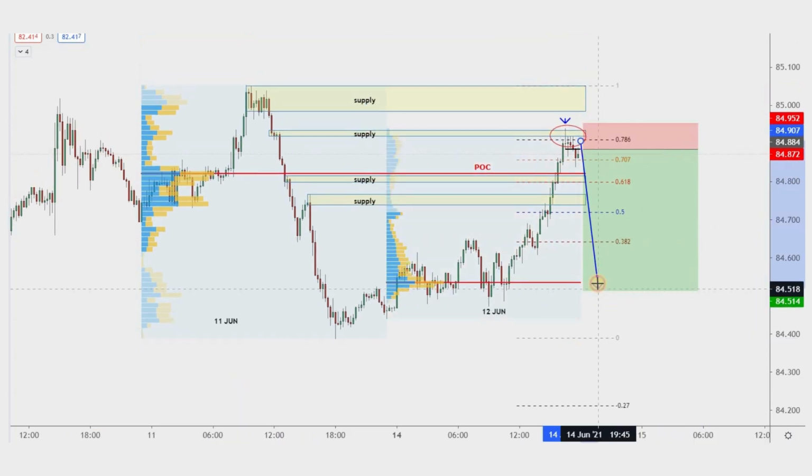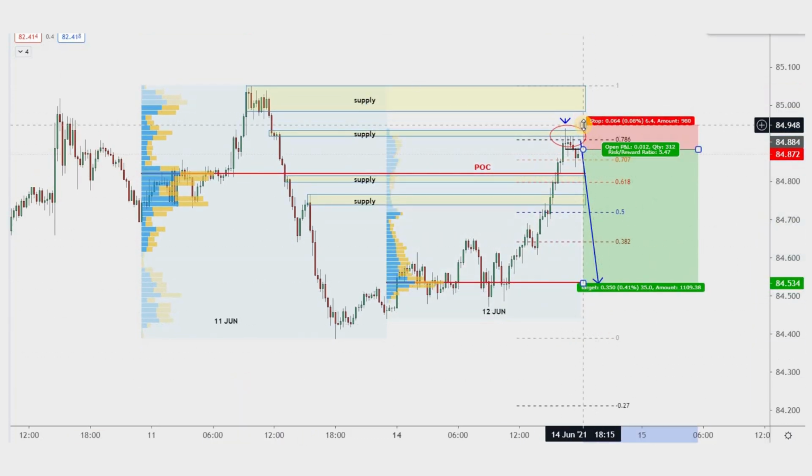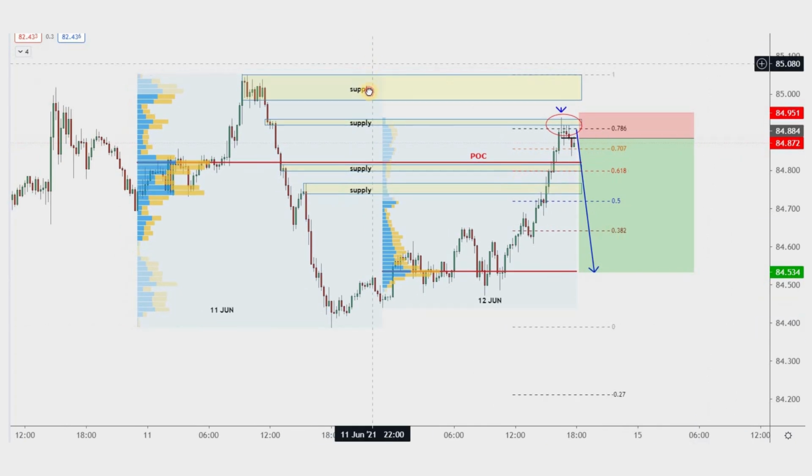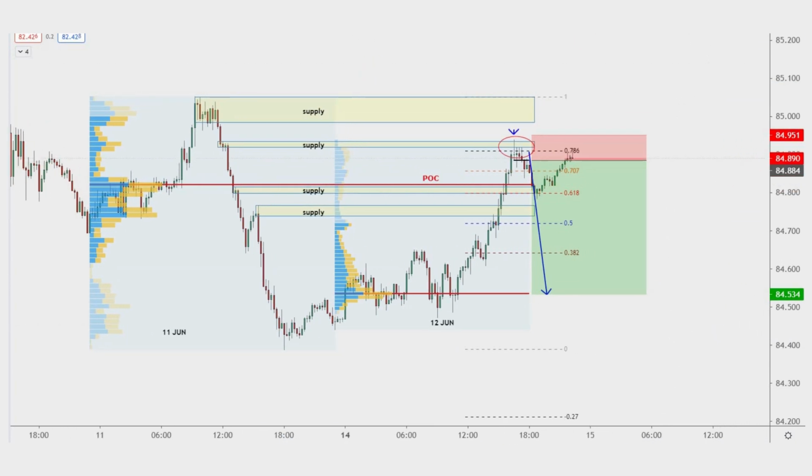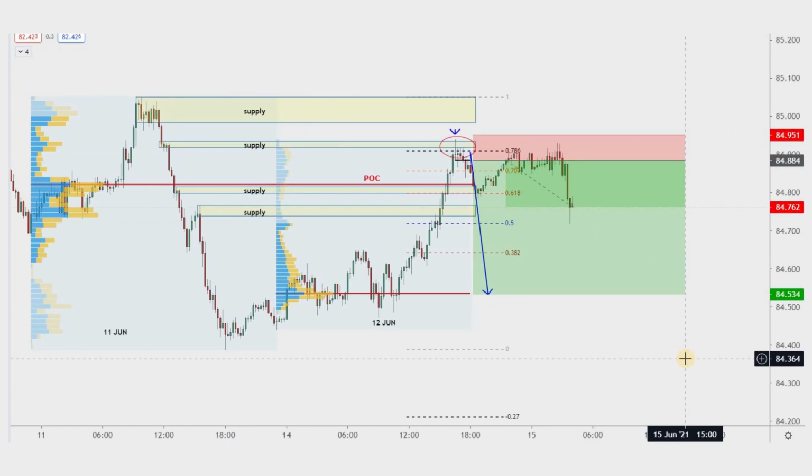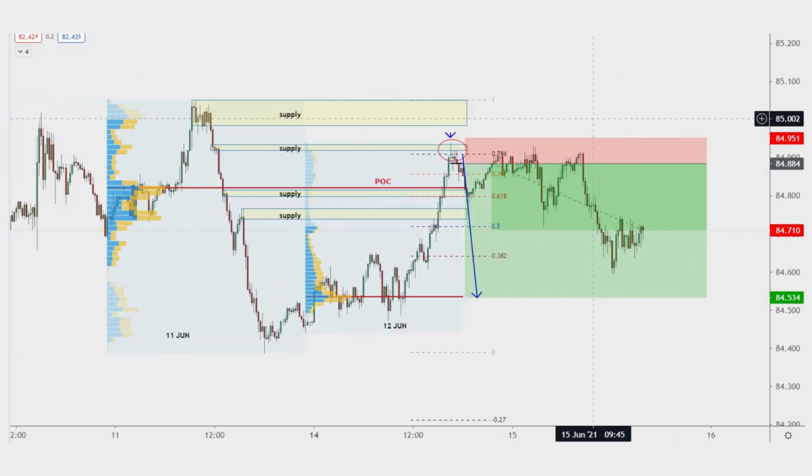To define the target, we use the volume profile again and put it at the point of control of previous day. Price consolidated for a while and reached the target.